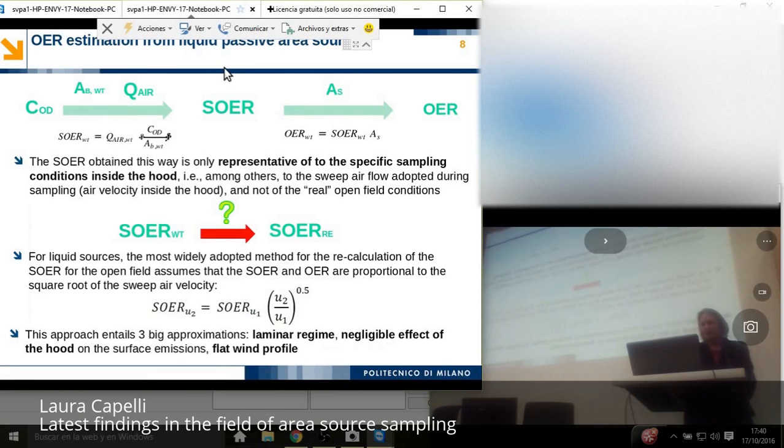Then this equation also entails other approximations, like considering the effect of placing a hood over the surface totally negligible, and it's not true, of course. And also, in this form, it assumes a flat wind profile, which is, of course, not true as well.